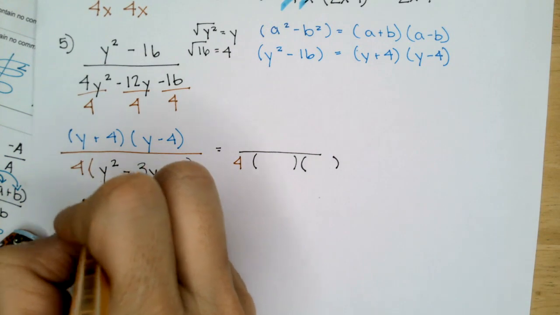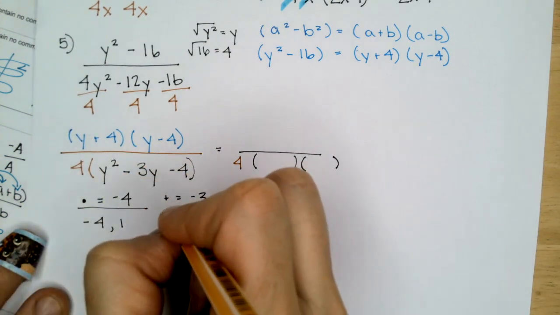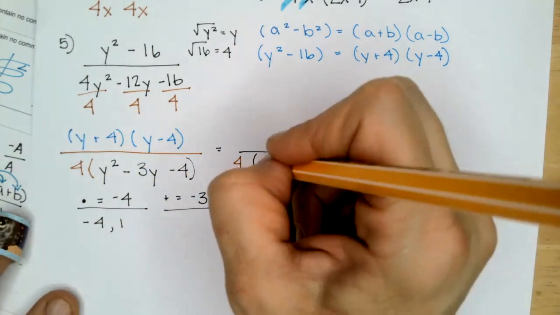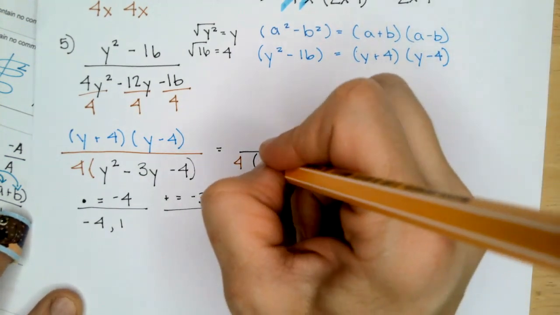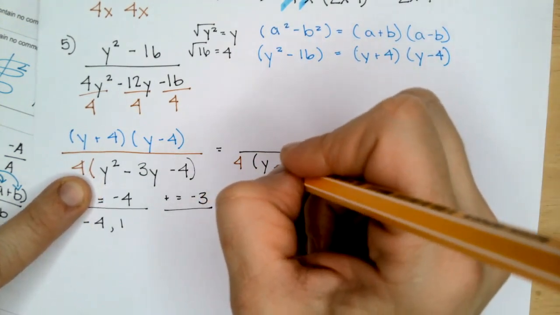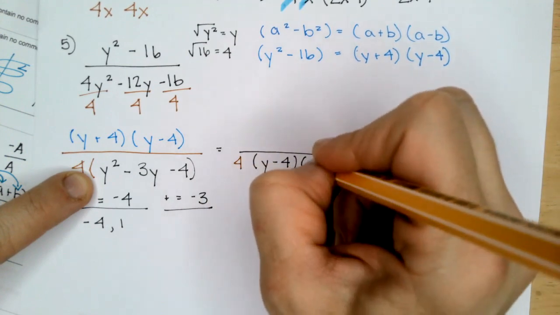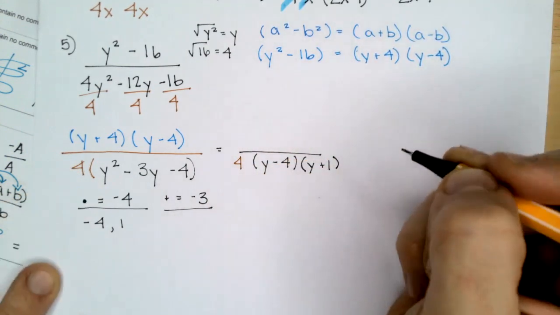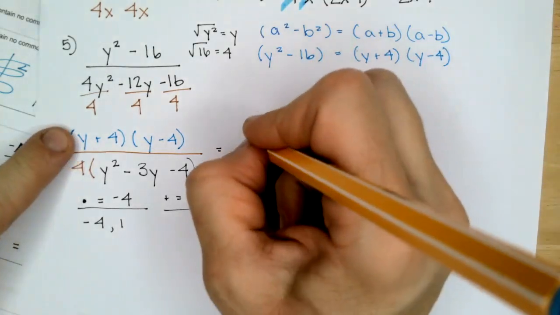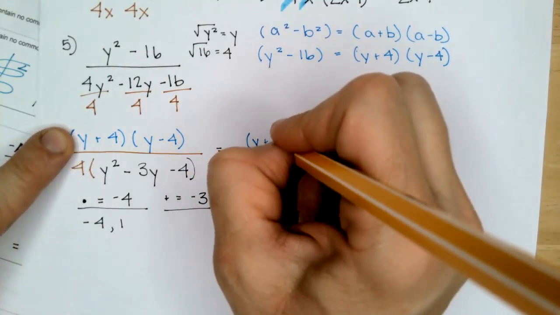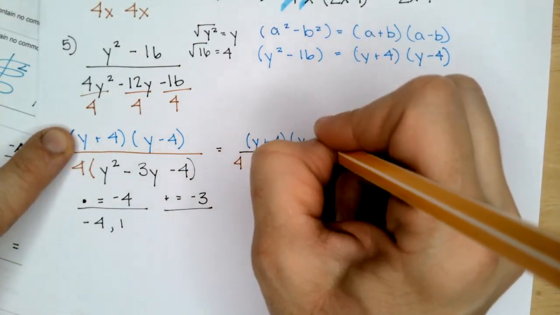I'm going to say it's going to be negative 4 and 1, right? So over here I write y, not x, just because that's a y. Y minus 4, y plus 1. On the top we keep it the same. Y plus 4, y minus 4.